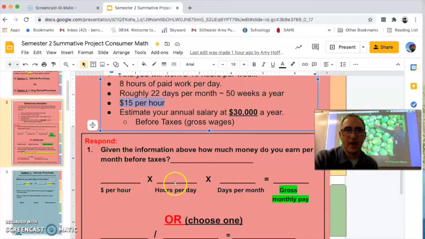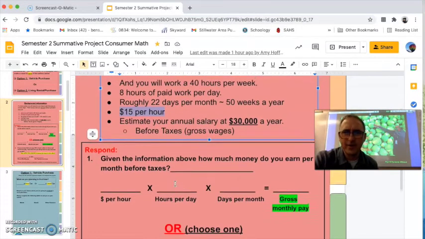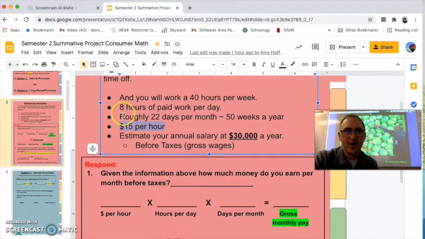Then you're going to take your hours per day. How many hours a day? Well, where would I find that, Miss Hoffman? Oh, right here. It's on bullet point 2, 8 hours per day. So you're going to put that there.